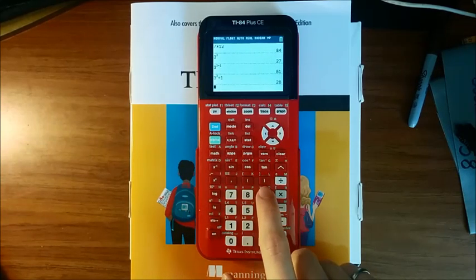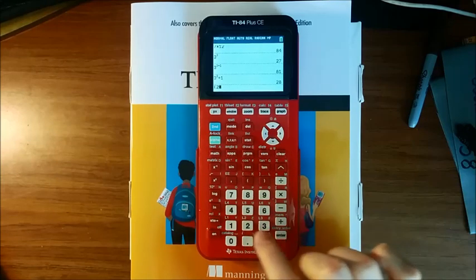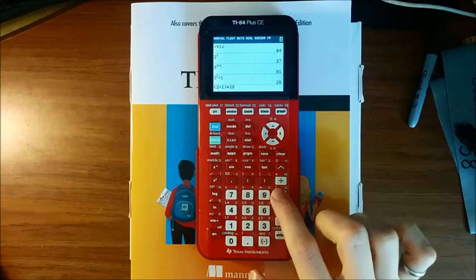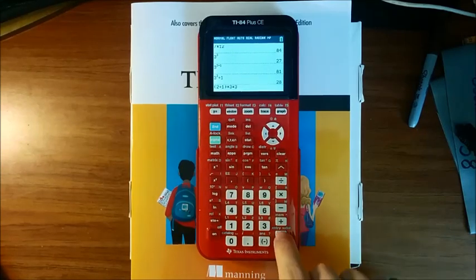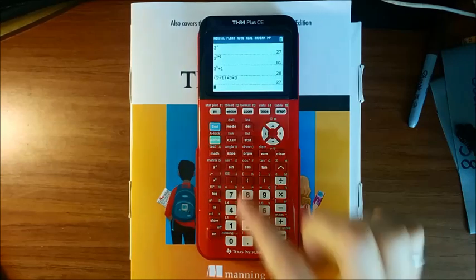The two parentheses keys are used for grouping. For example, you could do 2 plus 1, close parentheses, times 3 times 3 to get 3 times 3 times 3. Again, 27.